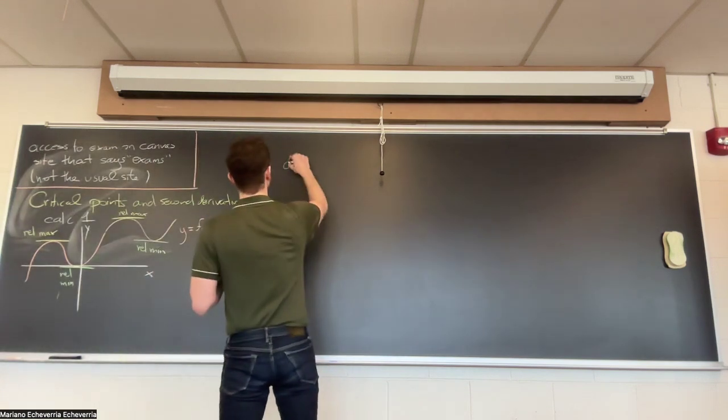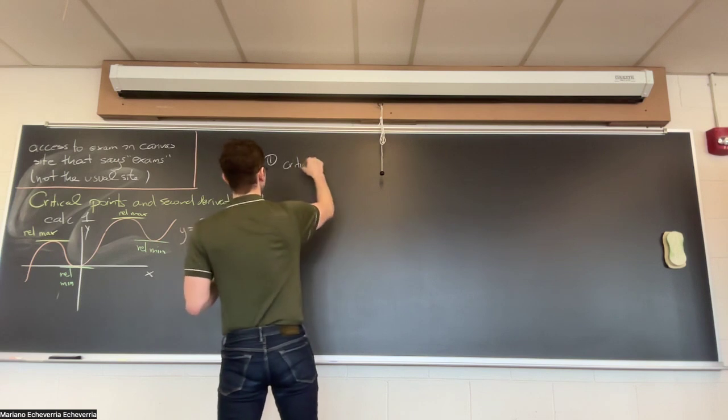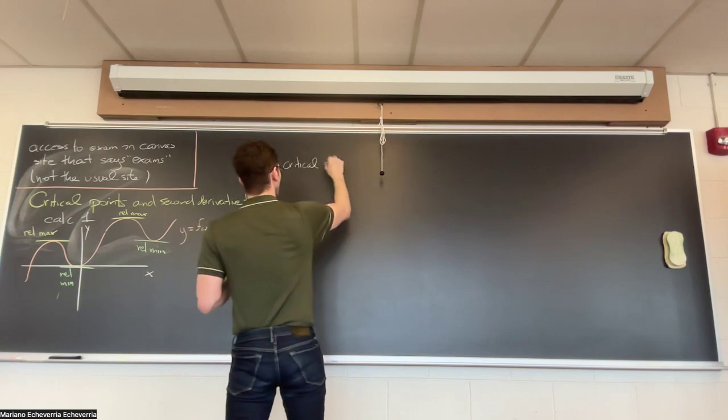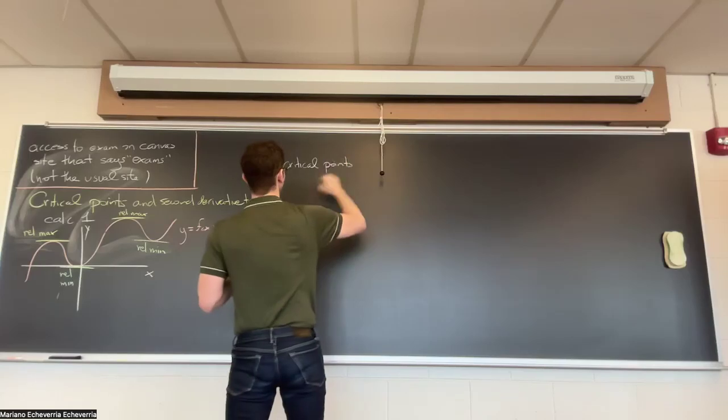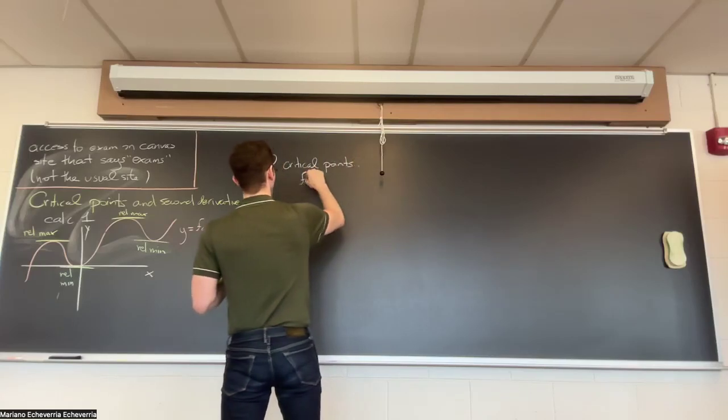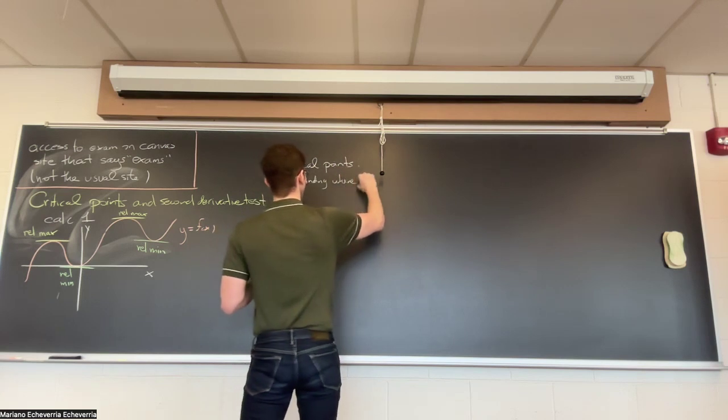So step one would have consisted in finding where the first derivative vanishes, right?